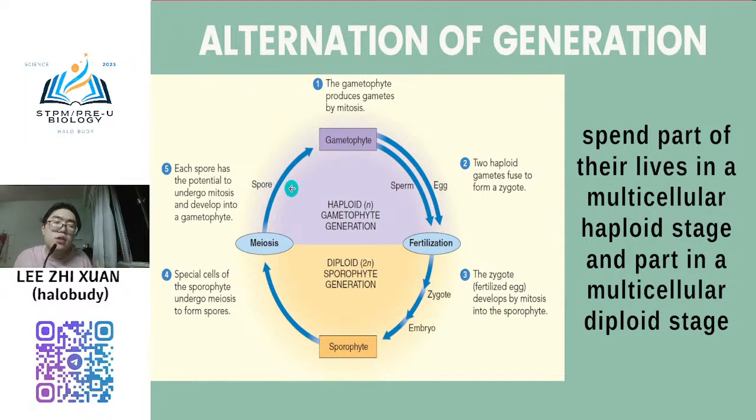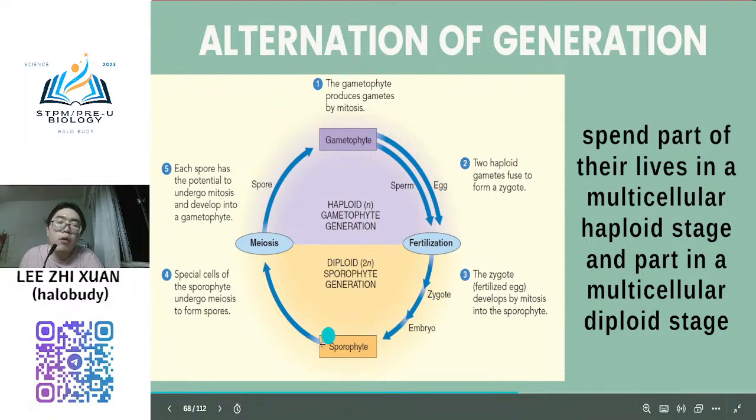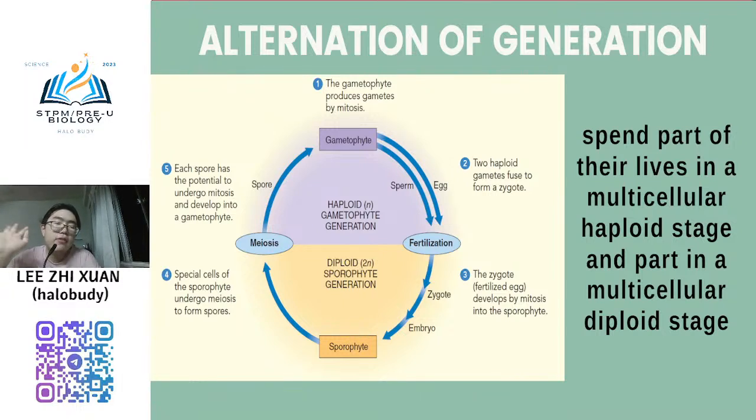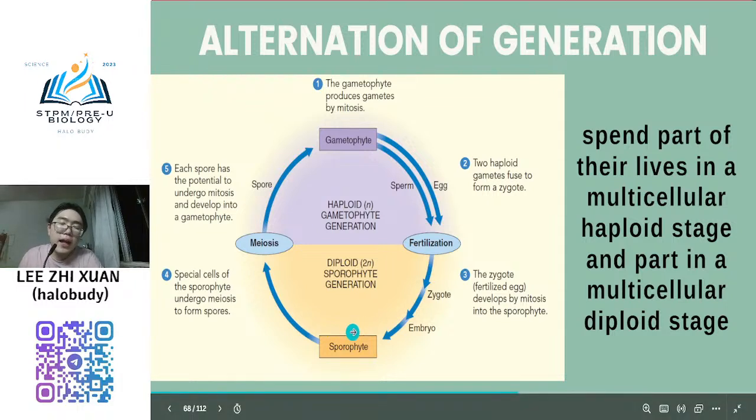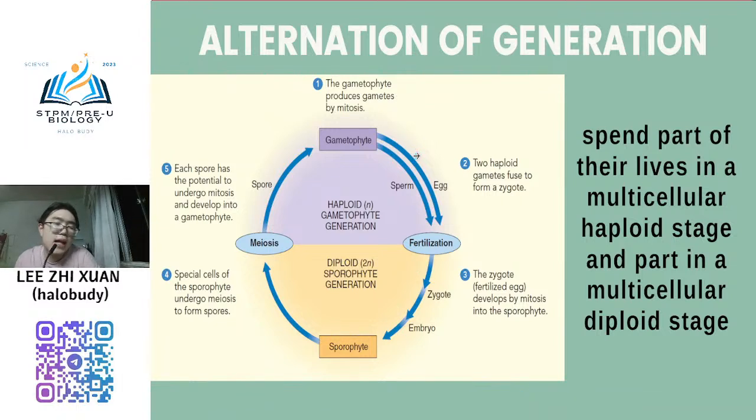So the gamete for the megaspore is the egg in the ovary, and then the microspore for male is the sperm in the pollen grain. So they will undergo fertilization. They will form the zygote and form the sporophyte. The sporophyte is the plant that we see on the outside. This is the plant that we see. And then this sporophyte will undergo meiosis again, and it will continue again and again. So this is what we call alternation of generation.